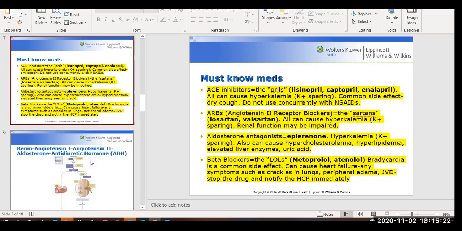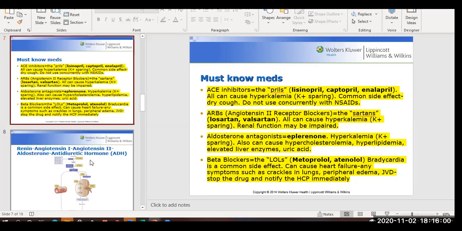ACE inhibitors are the prils, lisinopril, captopril, enalapril, and they all are potassium sparing, and they all can cause a dry cough, and you should never use them with NSAIDs, okay? Because it can alter the effect of the pril. That's what you need to know about the prils. Dry cough, hyperkalemia, don't take NSAIDs with them. The ARBs, angiotensin II receptor blockers, are the sartans, losartan, valsartan. They also cause hyperkalemia, and they also can affect renal function, okay? That's all you need to know about them.